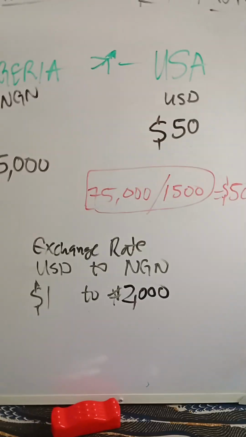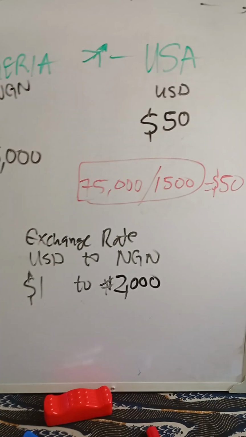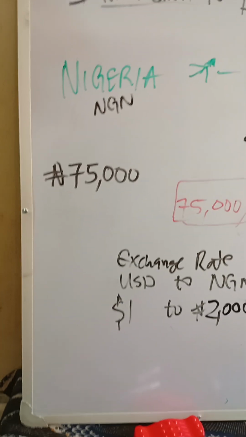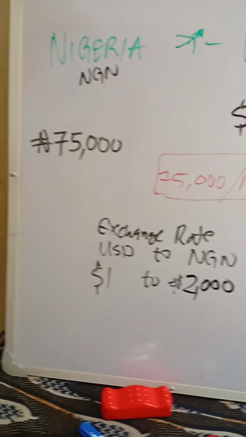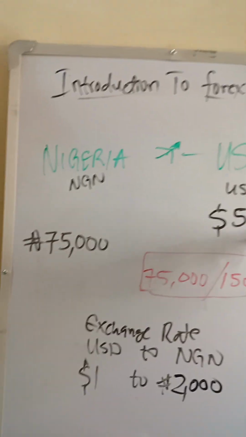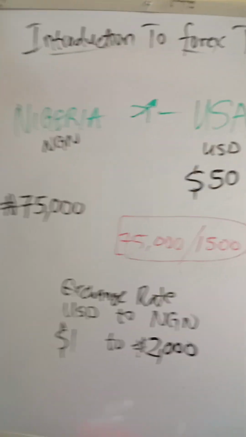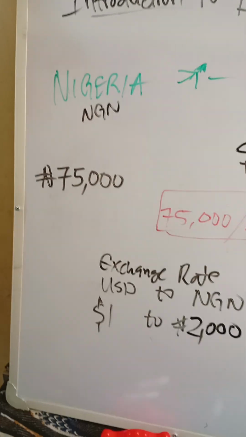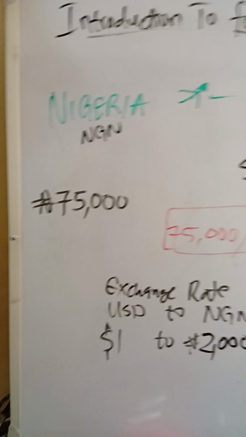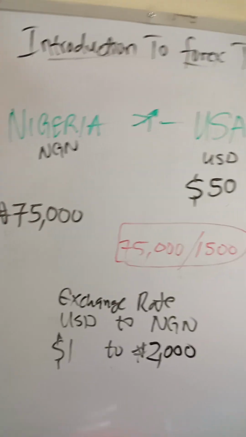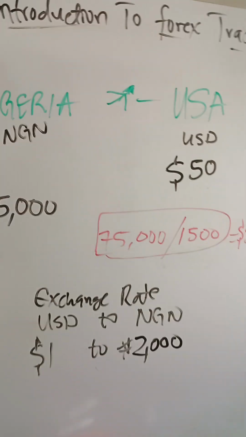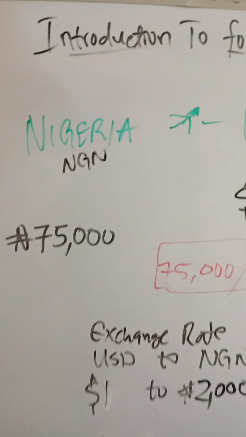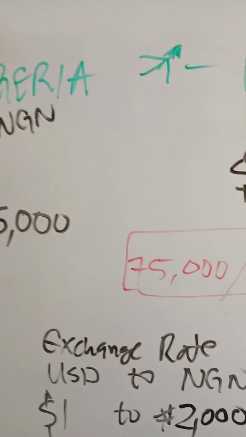And now you have $50 with you, and you want to convert it back to naira because you are going back to your country, Nigeria. So now, guys, when you exchange this $50 back to naira, you are not going to get your 75,000 naira as you initially gave them. No, you are not going to get that because now the exchange rate has increased. So what you are going to get is, when you exchange your $50 with the current exchange rate of 2,000 naira, that's $1 to naira is 2,000.